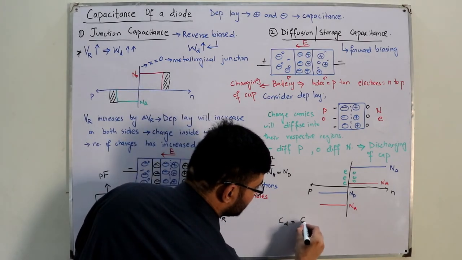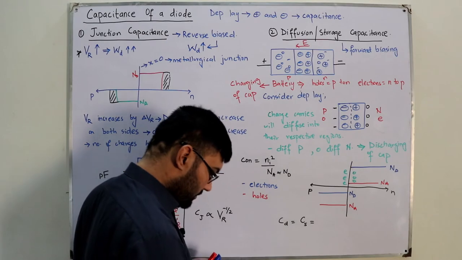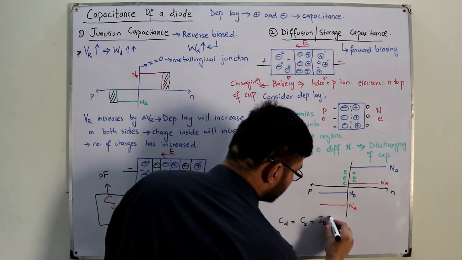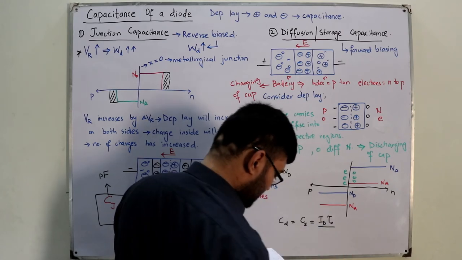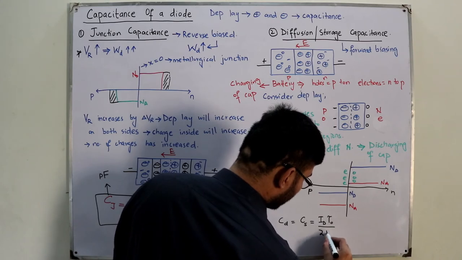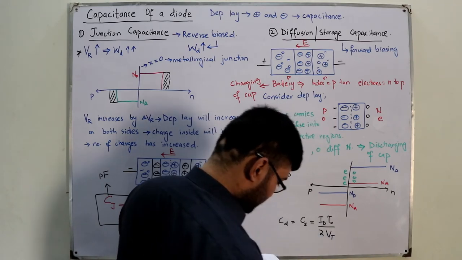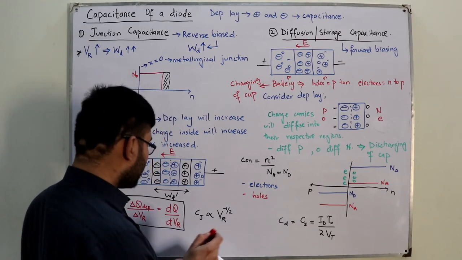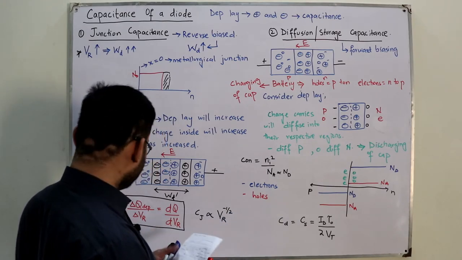Fine. So if we have a formula for this, that is the diffusion capacitance CD, or it's also the storage capacitance CS. So the formula is ID times tau naught divided by 2 times Vt. And this is in the range of nanofarads.